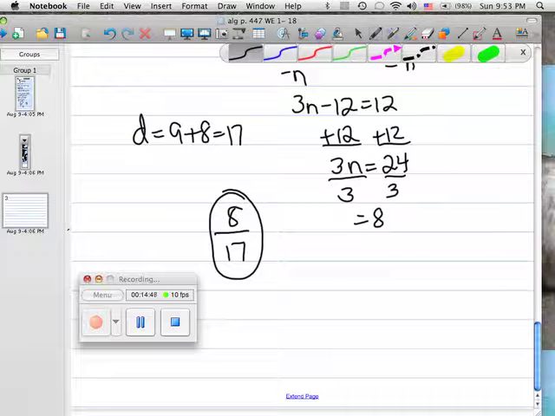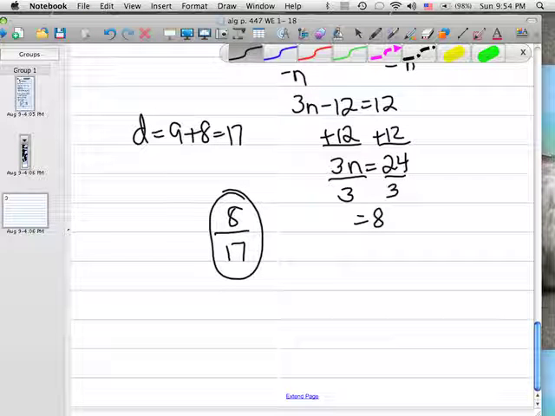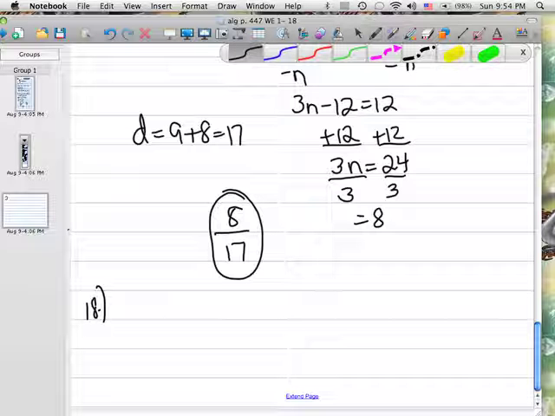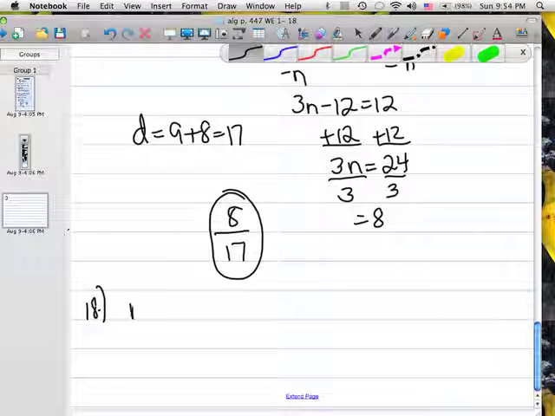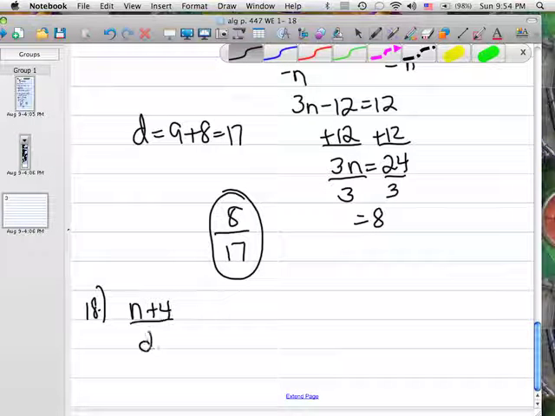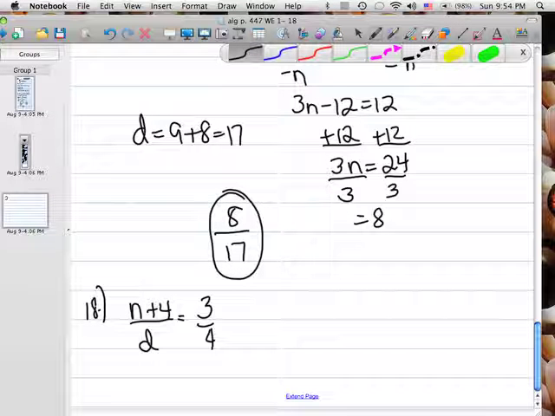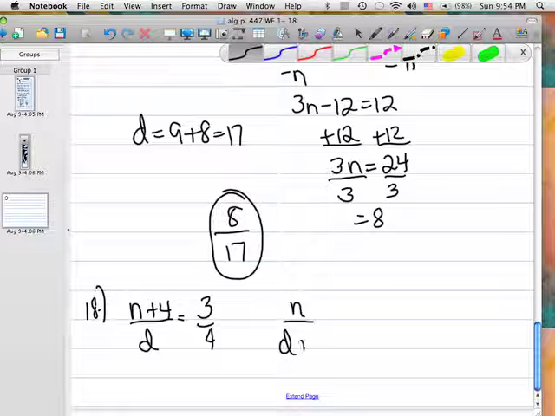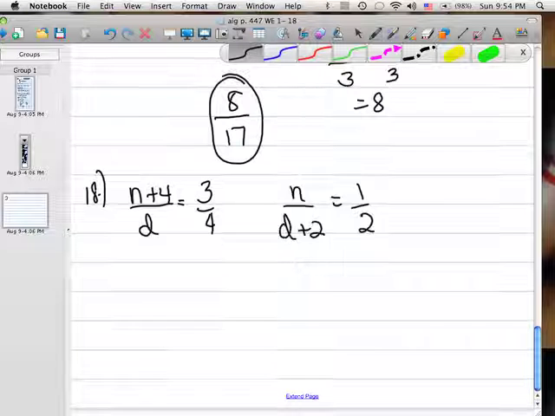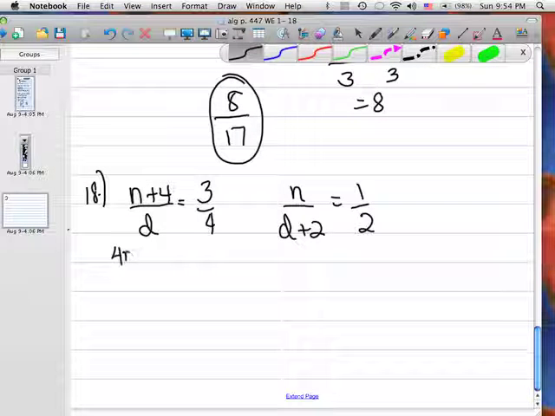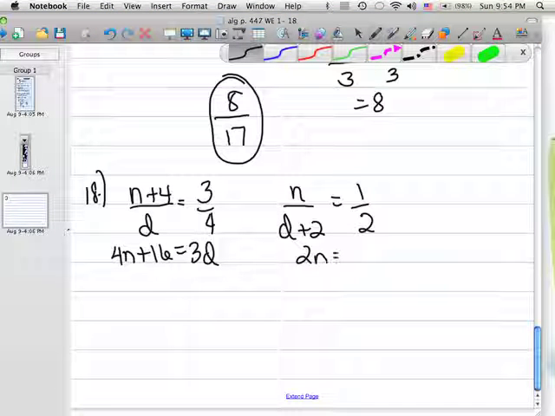And the last problem, number 18. If the numerator of a fraction is increased by 4, the resulting fraction is 3/4. So if I add 4 to the numerator, do nothing to the denominator, the fraction is 3/4. If the denominator of the original fraction is increased by 2, in other words, do nothing to the numerator but add 2 to the denominator, we now have a fraction that's equal to 1/2. Doing cross products, we get 4n plus 16 equals 3d. And here we get 2n equals d plus 2.